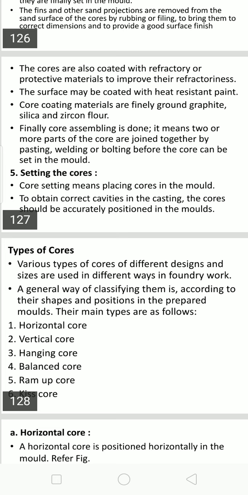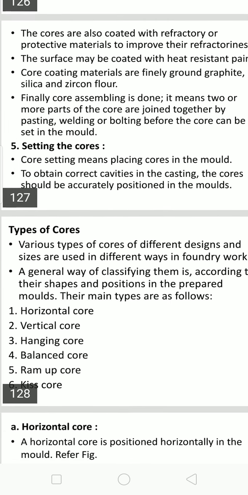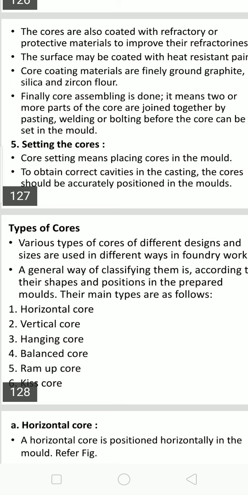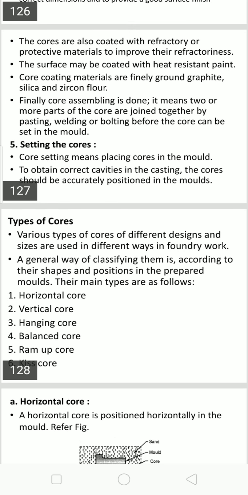Then core assembly. If cores are made in loose pieces, they need to be assembled to the required shape. Cores can be assembled by pasting, bolting or leading. Pasting and leading are useful for small cores. Bolting is done for very large cores. Then after core assembly, the whole assembly is measured and the total size of the core is confirmed.